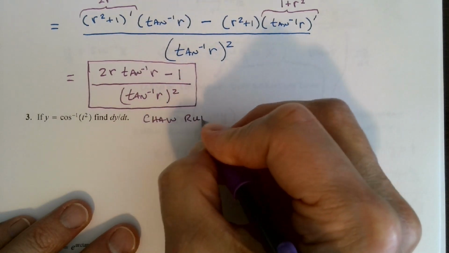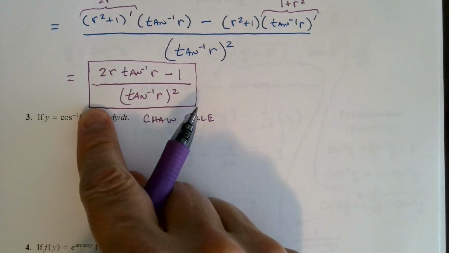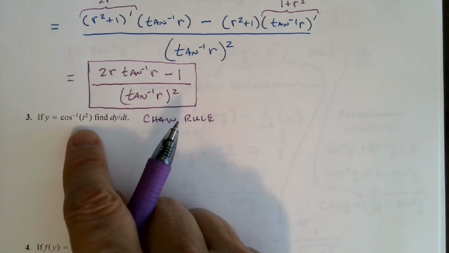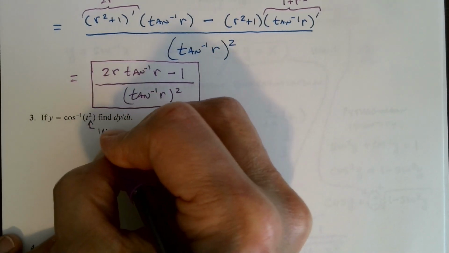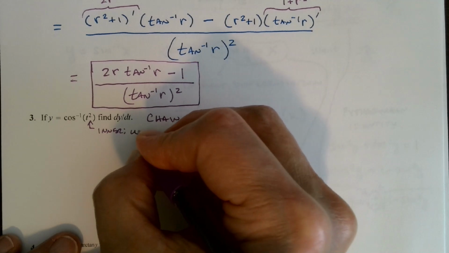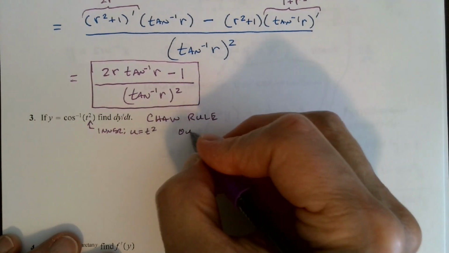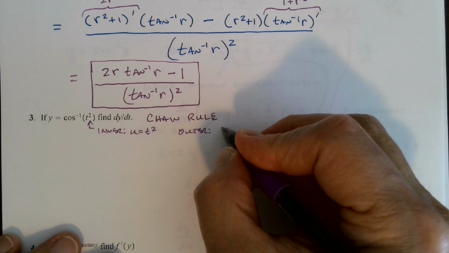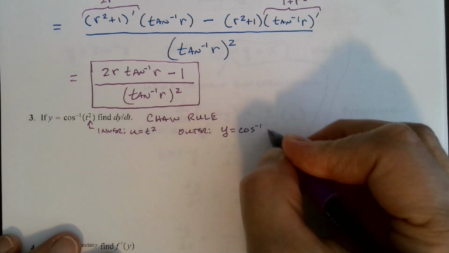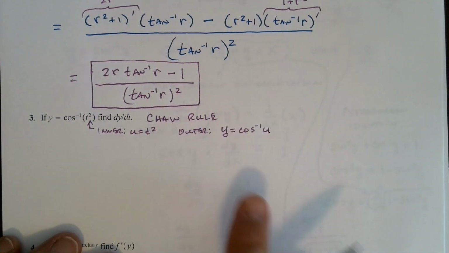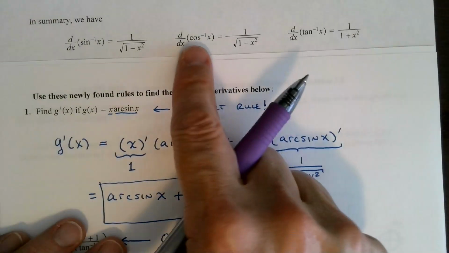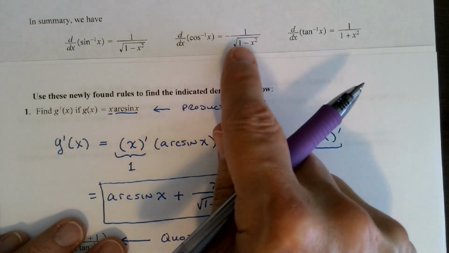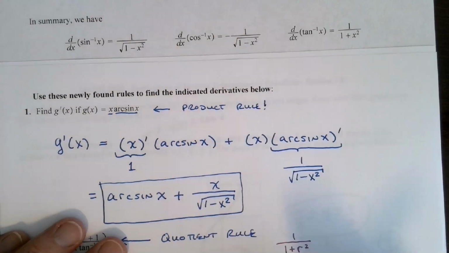Right? The outer function is the cosine inverse function. The inner function is t squared. So the inner function u is t squared, and the outer, y equals cosine inverse of u. Okay, so what's the derivative of the outer function? That's what we have to do first. What's the derivative of the cosine inverse u function? It would be negative 1 over the square root of 1 minus u squared.